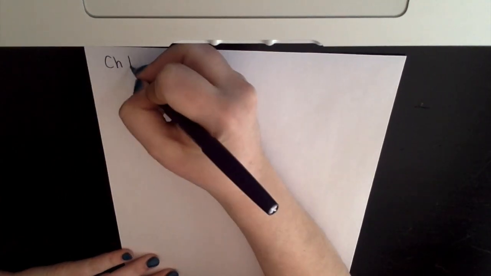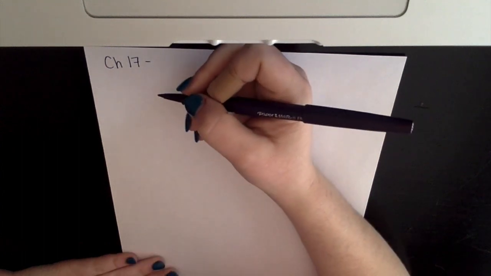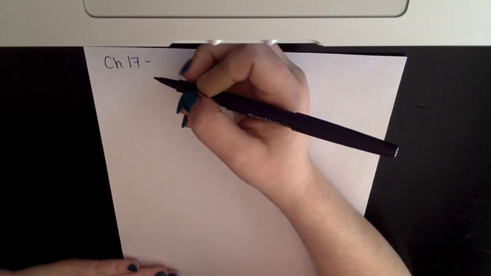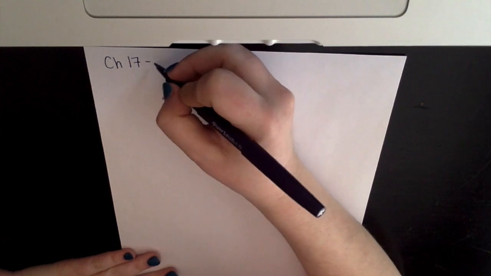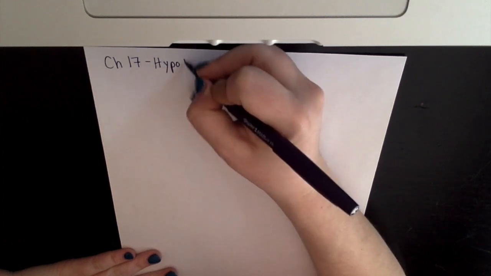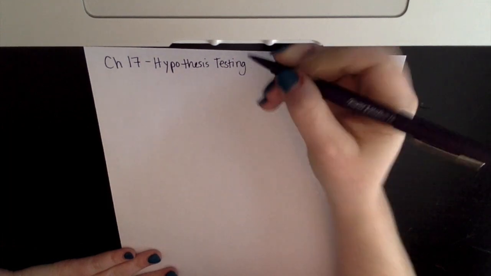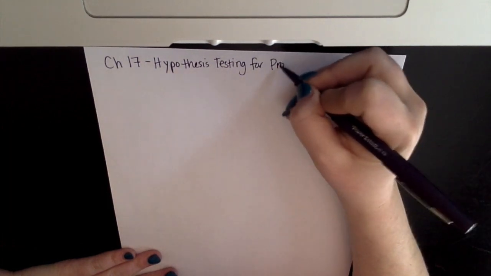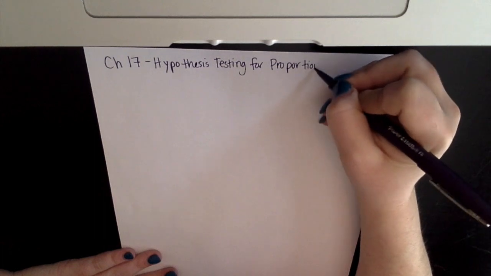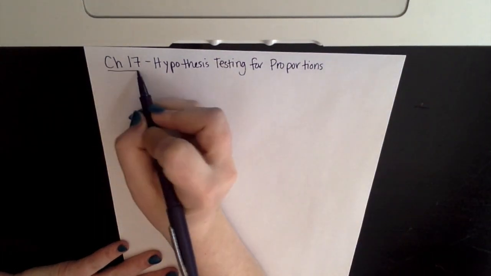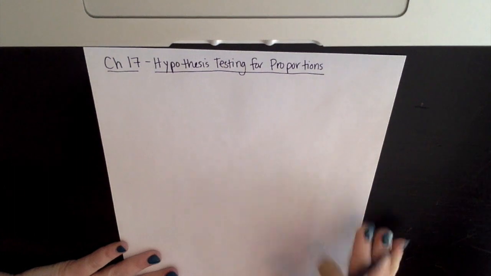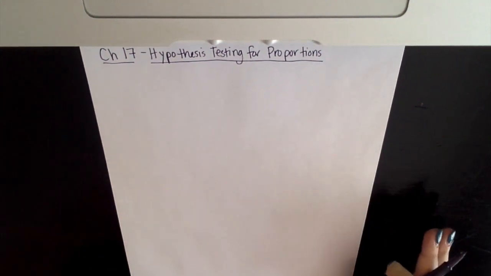Hey guys, I'm gonna move on to doing some notes for chapter 17. Chapter 17 is new material and it's our first chapter on hypothesis testing for proportions. Your book does all things proportions first, so we're going to do hypothesis testing on proportions before we move on to means.